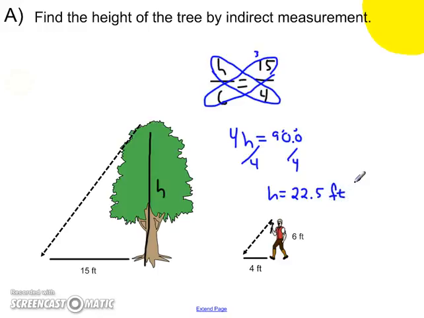Now, if you wanted to do that by reducing improper fractions or mixed numbers or whatever, it's the same thing. But 22 and a half feet in this particular case would be the height of the tree.